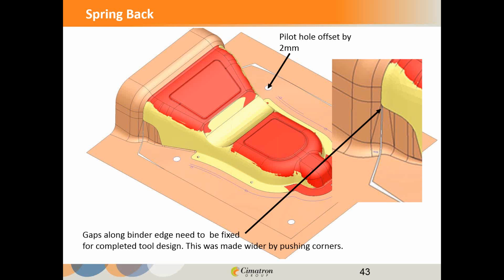They're not exactly symmetrical, even though this is a symmetrical part. What I did in the background here was move that one pilot hole about 2 millimeters. I might do that in a part that's not exactly symmetrical because I want to take the blank and drop it down correctly. I don't want to flip it over accidentally and make the part wrong because the blank was flipped over. So this is something to think about.